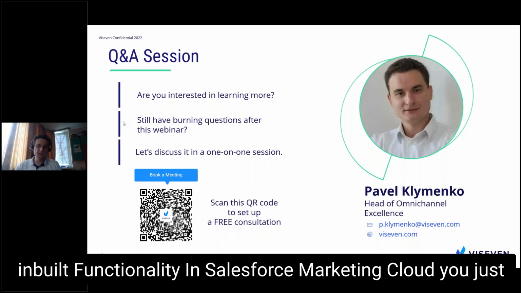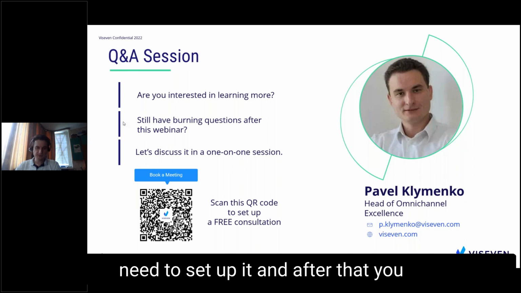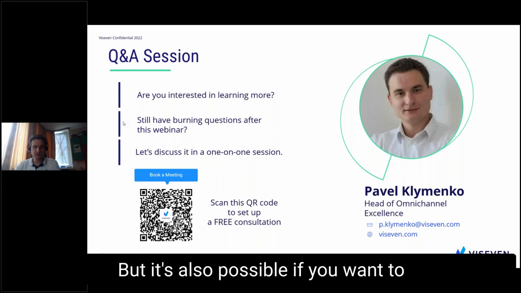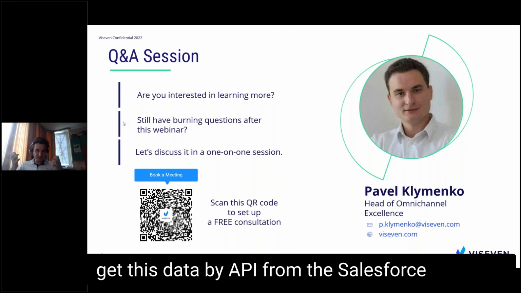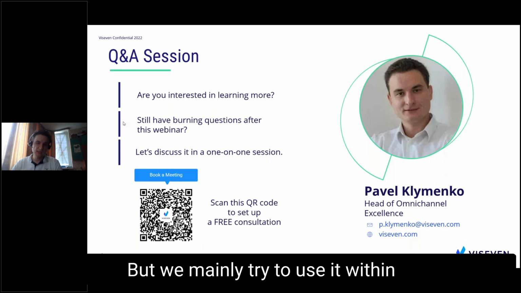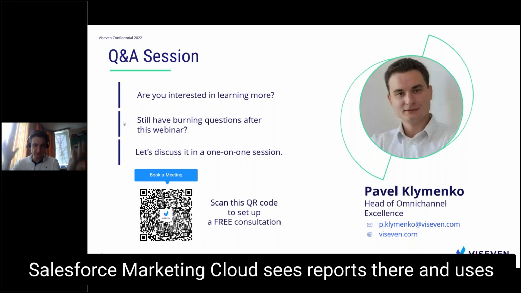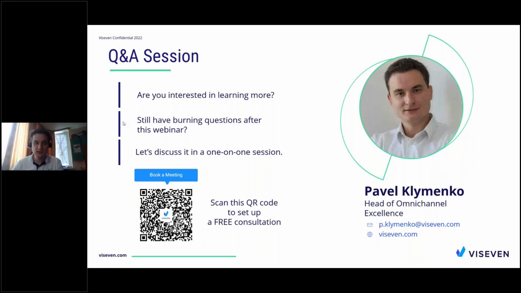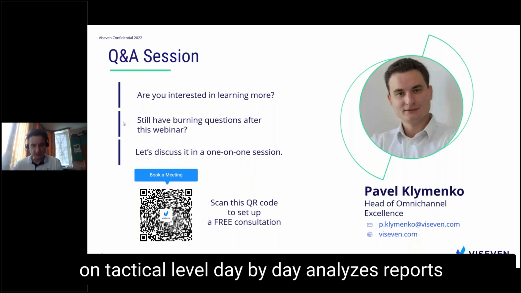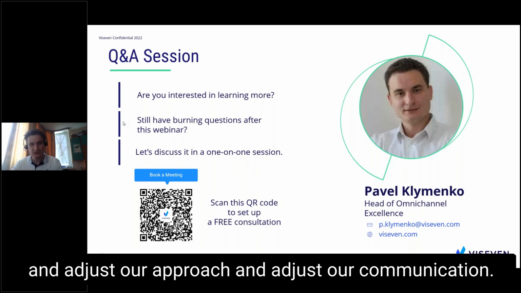It's inbuilt functionality in Salesforce Marketing Cloud. You just need to set it up, and after that you will see reports directly in Salesforce Marketing Cloud. But it's also possible to get this data by API from Salesforce Marketing Cloud and visualize it elsewhere. But we mainly try to use it within Salesforce Marketing Cloud, see these reports there, and on a tactical level, day by day analyze these reports and adjust our approach and our communication.